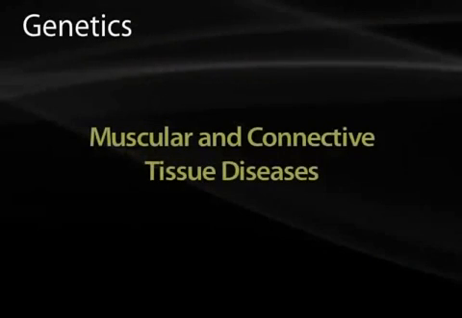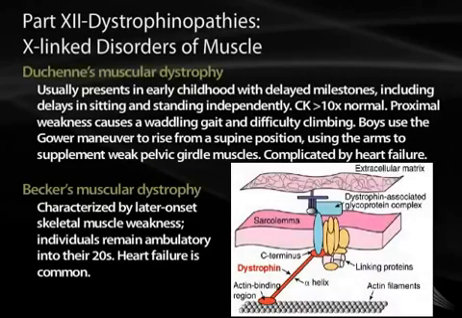In this section, we will discuss muscular and connective tissue diseases. So let's talk about the dystrophinopathies, or X-linked disorders of the muscle. The two you have to know here are Duchenne's muscular dystrophy and Becker's muscular dystrophy.